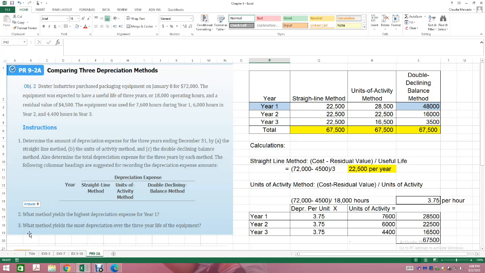Okay. Number 3, what method yields the most depreciation over the 3-year life of the equipment? Okay. And if you notice, over the 3 years, all of the methods should yield you the same amount. It doesn't matter what method you use. It's just a matter of how you're distributing the depreciation over the 3 years. You're going to depreciate it the same amount. The only things that change are the methods. One of them is the same amount every year. The other one is based on actual usage. And the other one is very aggressive. Most of the depreciation is done at the beginning and then it dwindles down.